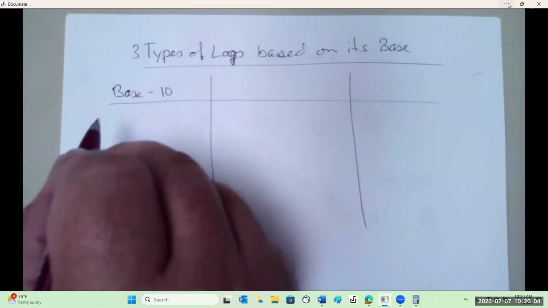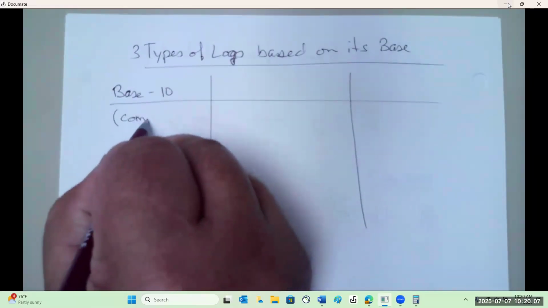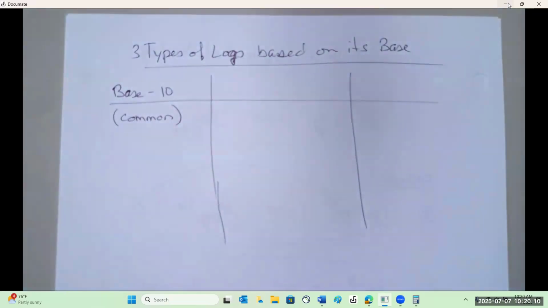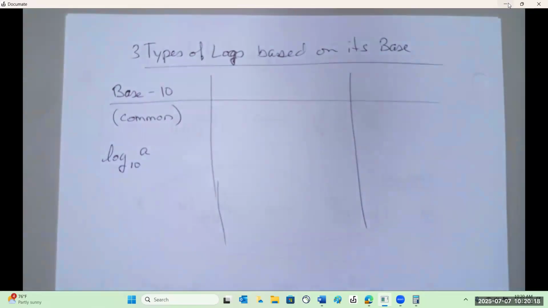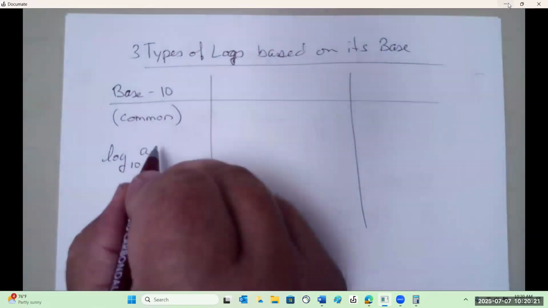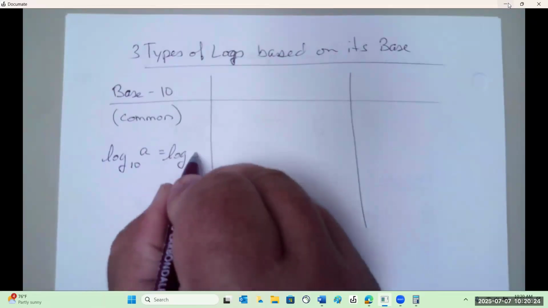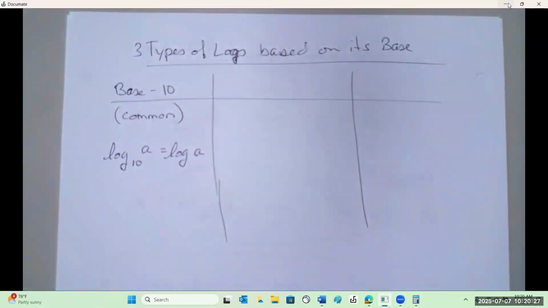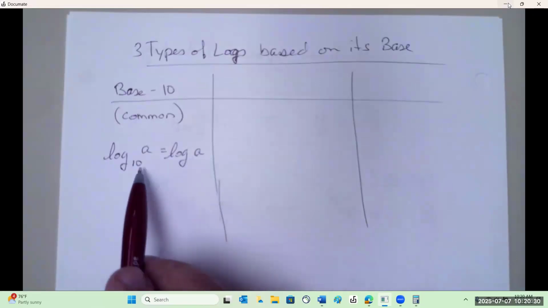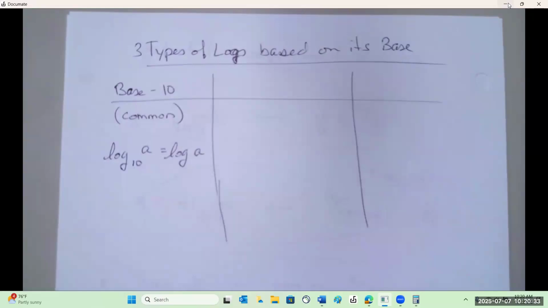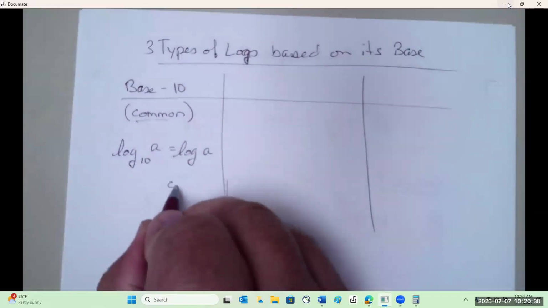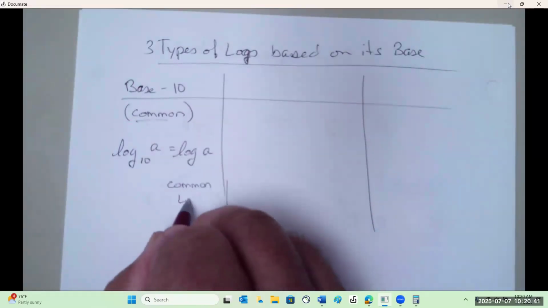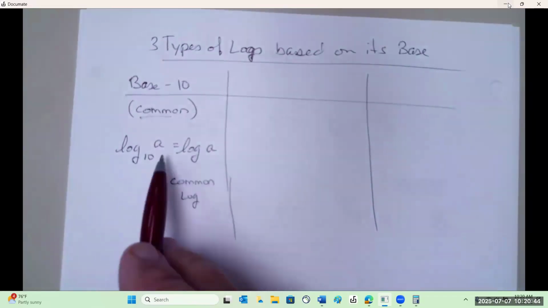Because this is our system, this is common. This is what we use. So if you have a log base 10 of A, you don't have to write anything on the base. If there's nothing there, it's automatically implied that it's base 10. It's a common log.